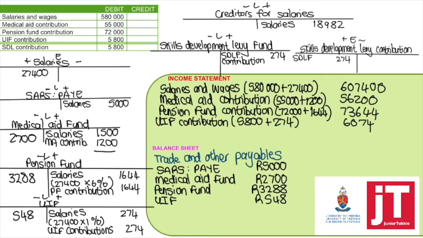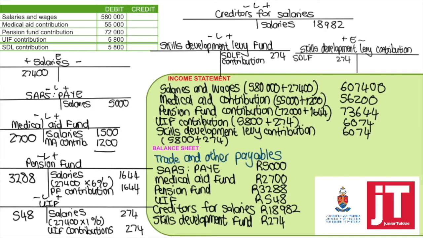UIF. The UIF consists out of deduction plus the contribution, so the total owed to the fund account in your trade and other payables, 548. In my income statement, the contribution from the pre-adjustment trial balance 5,800 plus 274 equals 6,074. Creditors for salaries, my net salary in trade and other payables 18,982. And then we have the skills development levy. In my income statement, from the pre-adjustment trial balance 5,800 plus 275, so my new total 6,074. In my trade and other payables in my balance sheet, the skills development fund, we owe 274.